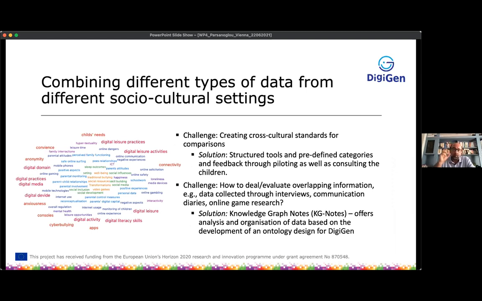And in order to combine different types of data, qualitative, quantitative, audio, visual, text, etc., our colleagues from the National Technical University of Athens who work with us have developed a tool which is called Knowledge Graph Nodes, KG Nodes, based on artificial intelligence and machine learning, that offers analysis and organization of data based on the development of an ontology designed specifically for DigiGen.